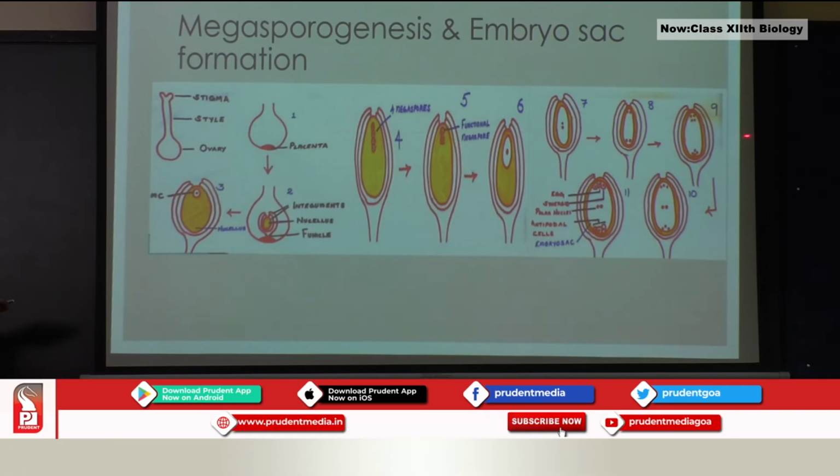Now have a look at this. What happens to the nuclei? The nuclei start rearranging themselves.